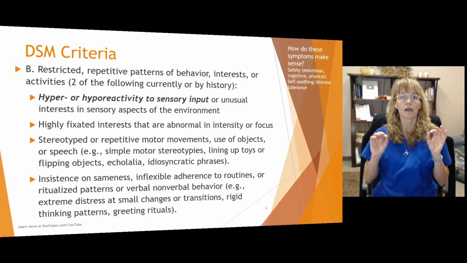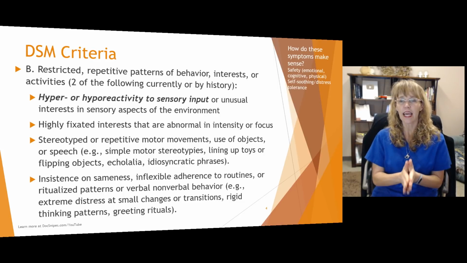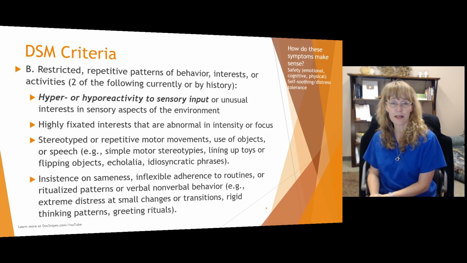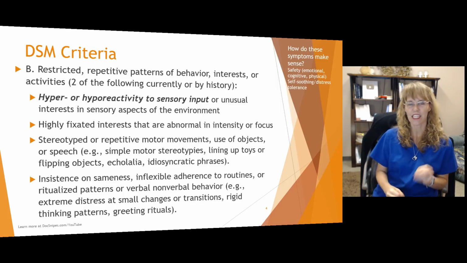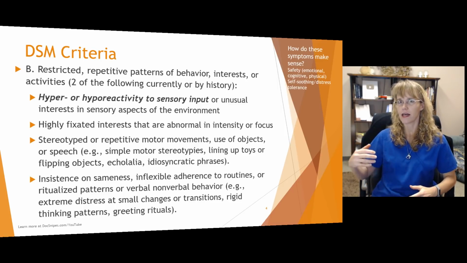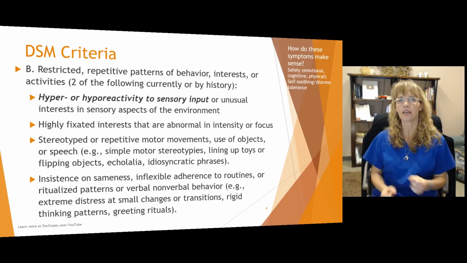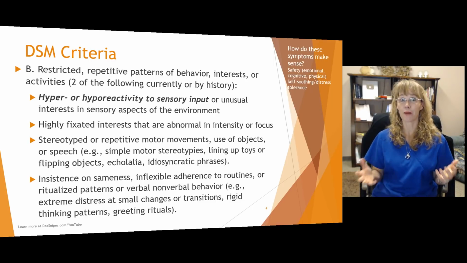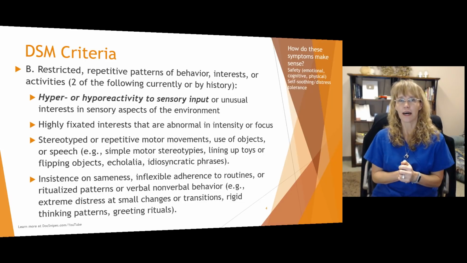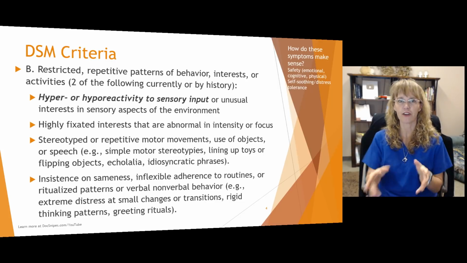So anyway, criterion B, for a diagnosis, two of the following criteria need to be met, either currently or by history. It's also important to remember with autism spectrum, you can't double count things. So if you count stimming for one thing, then you can't count it for another criteria. So that makes it a little bit more challenging sometimes. You've got to remember what behaviors you use to satisfy which criteria, but I digress.